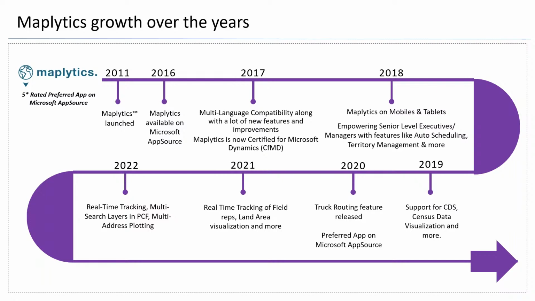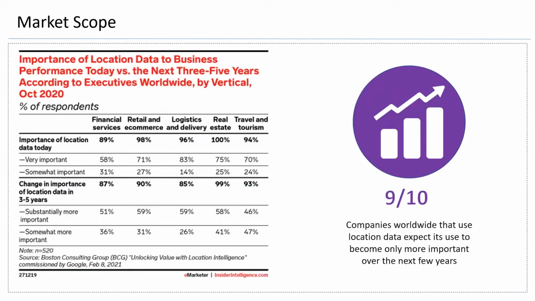Now let's move on to understand the importance of locational intelligence. According to executives worldwide, the locational component in business performance has been playing a major role in many business sectors like finance, retail, logistics, real estate, and tourism. Further, its importance is going to increase even more in the coming few years.